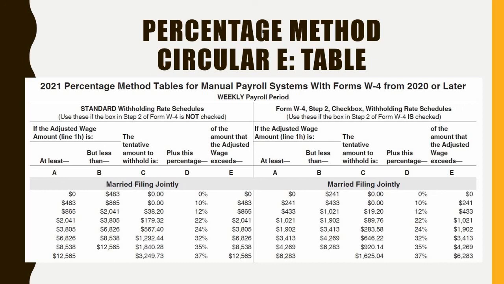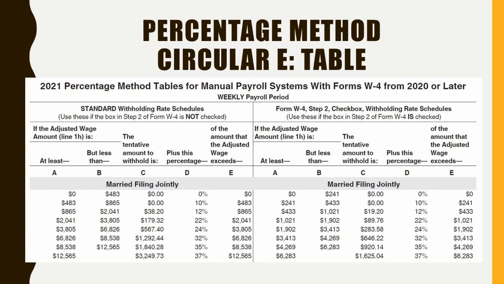Okay, it's going to be based on your filing status. So are you married or are you single? In this case, in the new 2021, you have the option to either refer back to the 2019 W-4 form or the 2020 W-4 form. The slight difference is, did you check mark that box in number 2? Because that's going to determine what table to use.